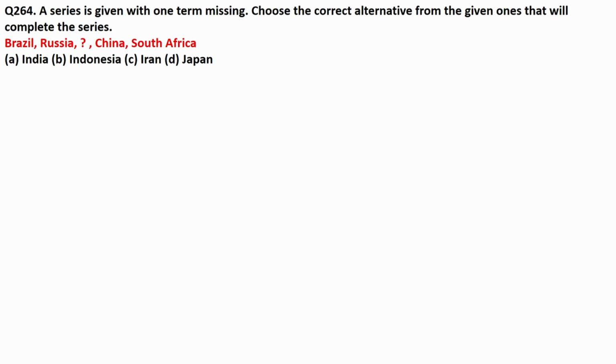So, Brazil, Russia, China, and South Africa. Which country is missing? India, Indonesia, Iran, or Japan? If you place some country, give me the reason. We miss India, guys. Why? Because the series is a combination of BRICS countries: Brazil, Russia, India, China, and South Africa. If you complete this series, you must know what BRICS is. Then you have to place India.